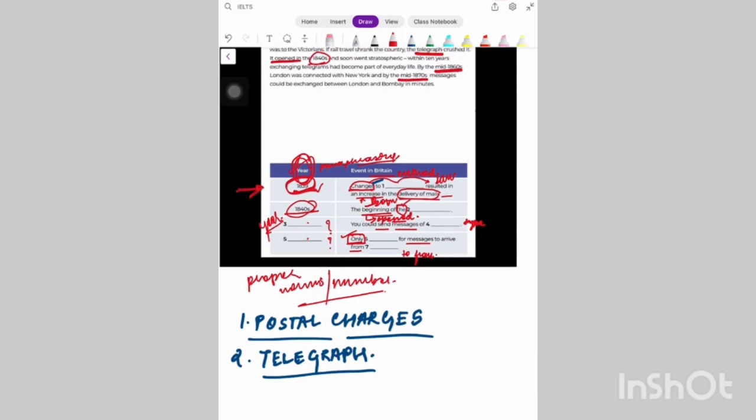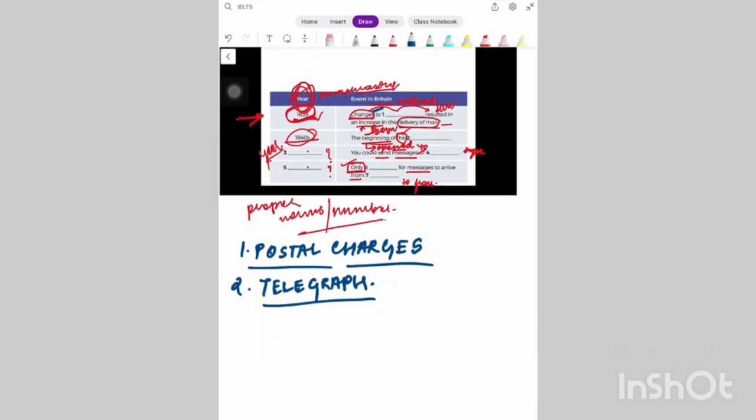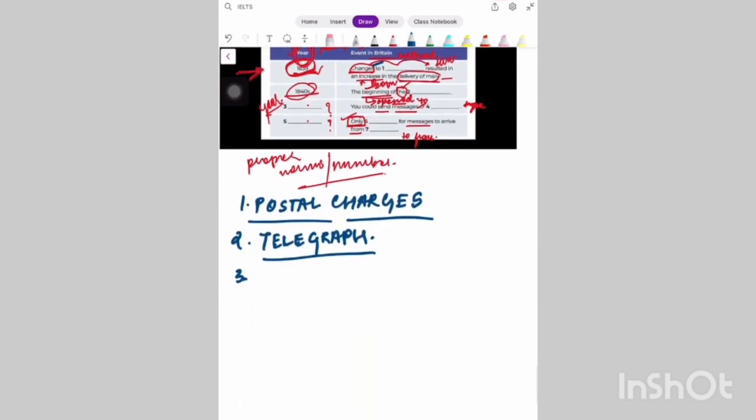Okay, now there is a slight correction here. In this question, it is written off instead of to. You have to write two. So the answer here would be that in the mid 1870s. Because we have the liberty to write two words and or a number, we can write the word used is all mid 1860s. Fourth is you could send messages to.